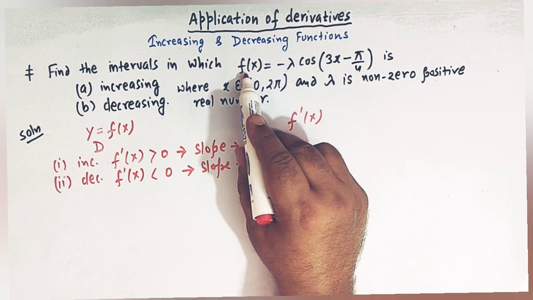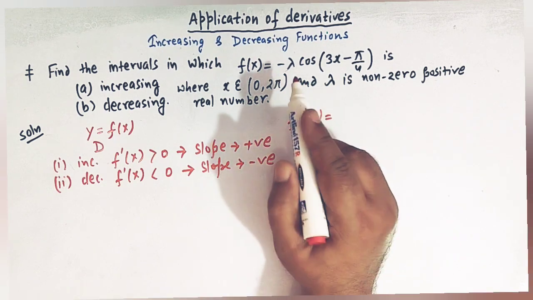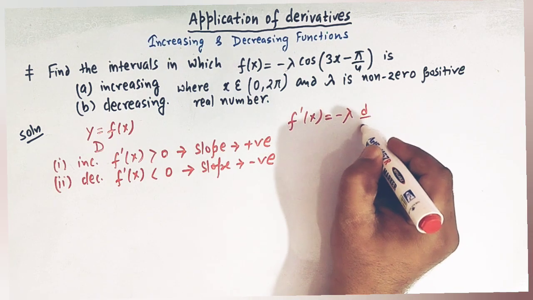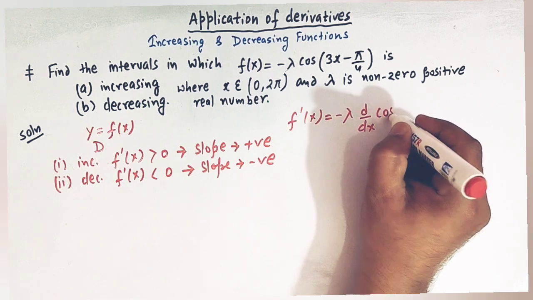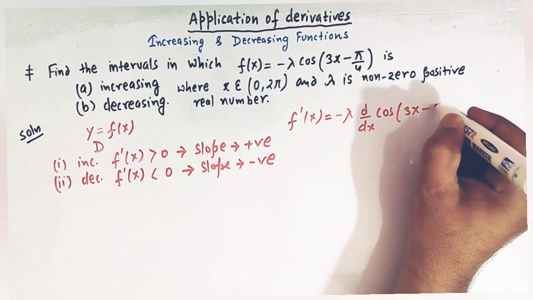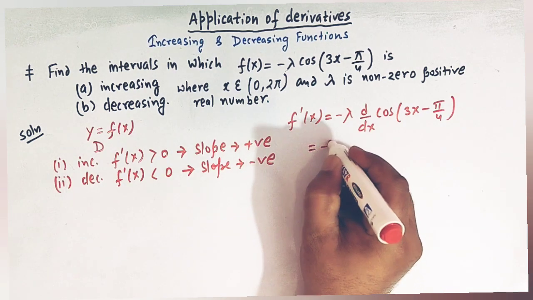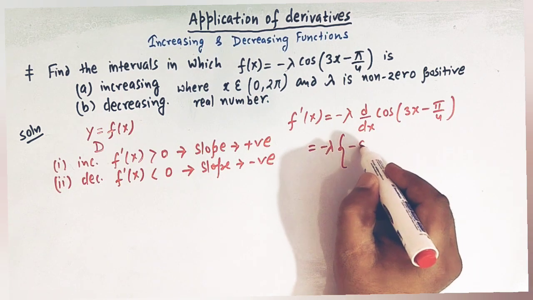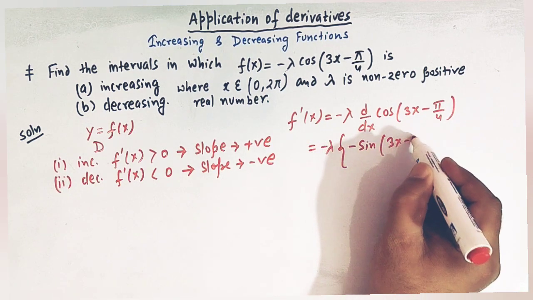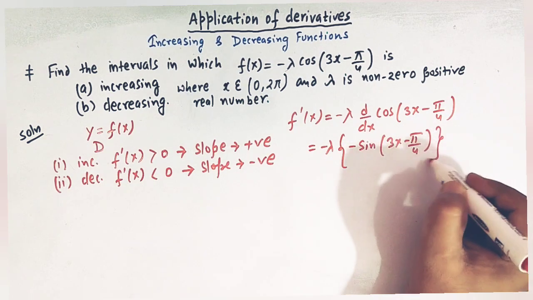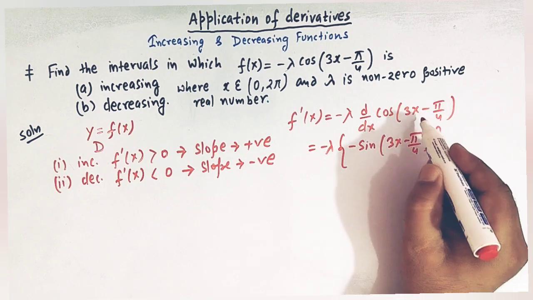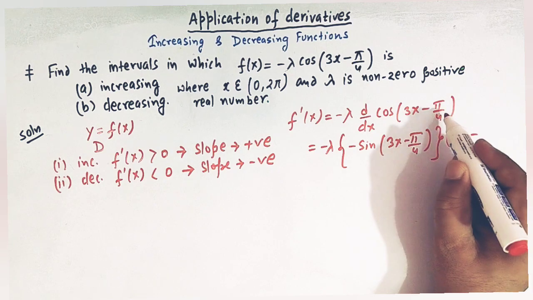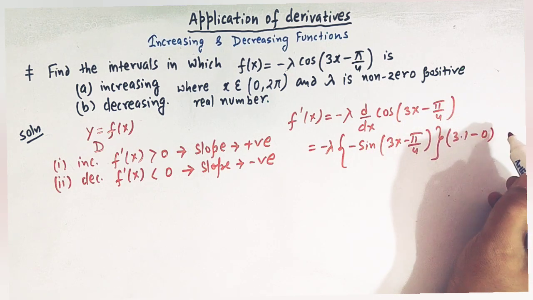So let us differentiate f of x with respect to x, right? So here lambda is a constant, so we can write it as such, and we have d by dx of cosine of 3x minus pi by 4, right? So now we have minus lambda. The derivative of cosine function is a negative sine function, so we have minus sine 3x minus pi by 4, and by chain rule the derivative of 3x minus pi by 4 is 3 times 1, and the derivative of pi by 4 is 0 because pi by 4 is a constant, right?